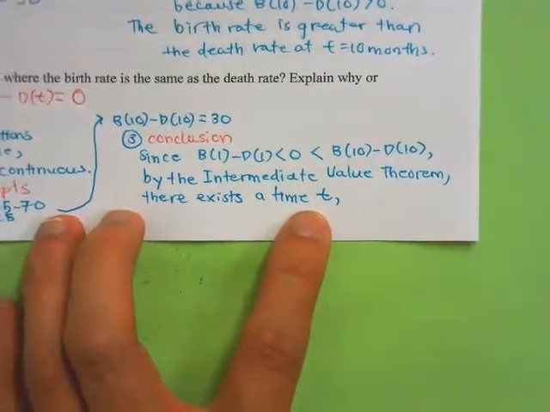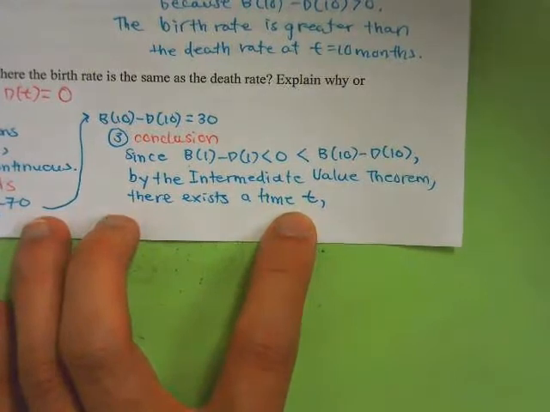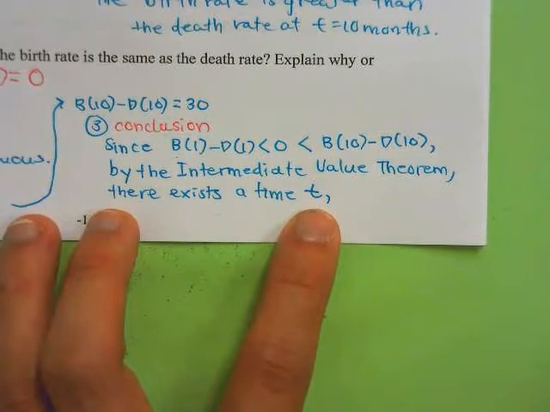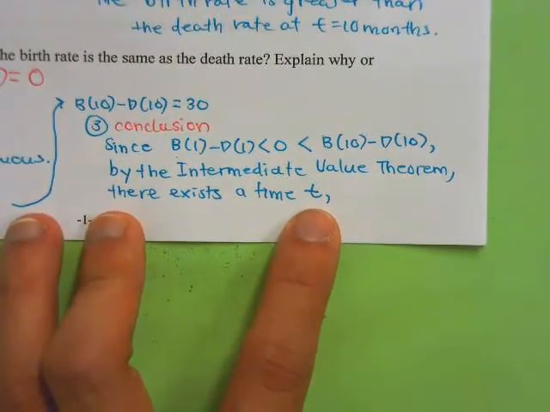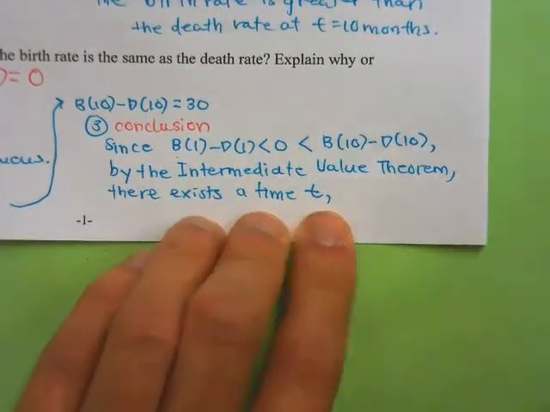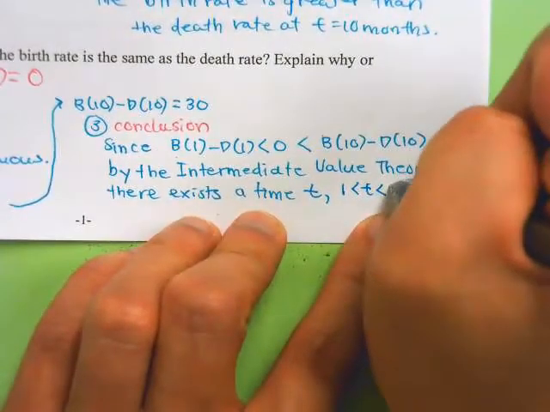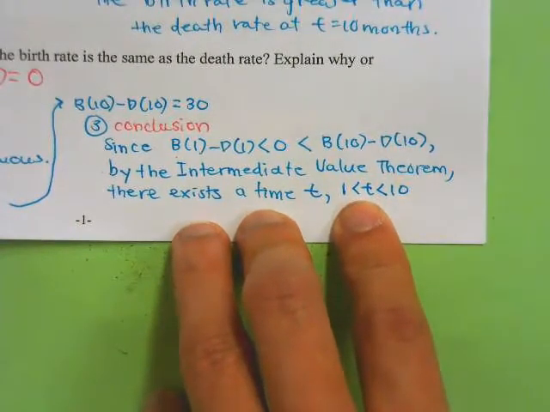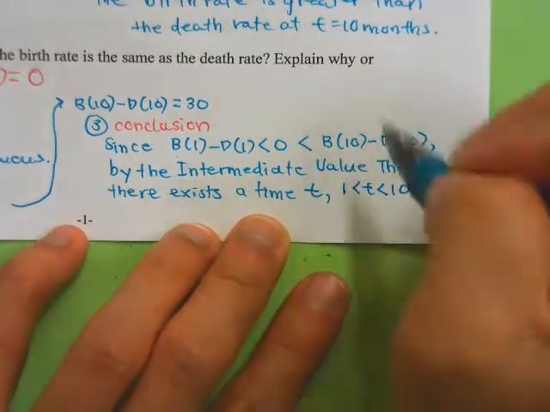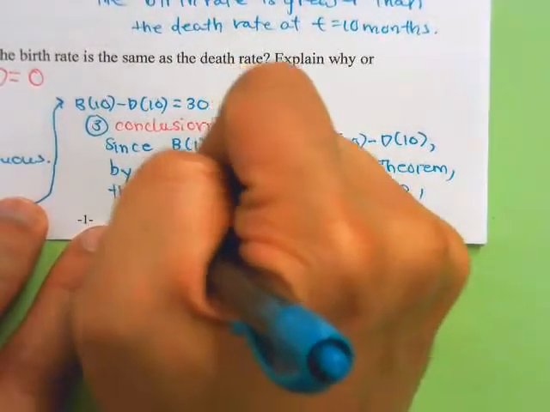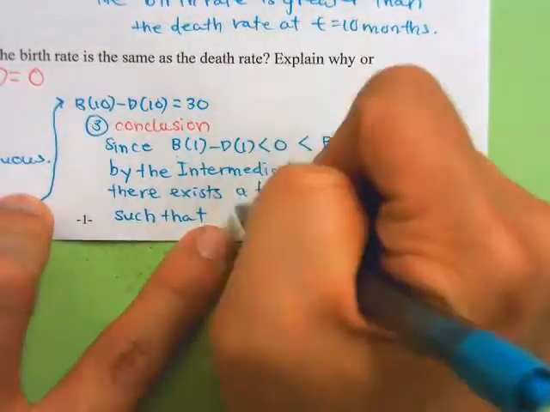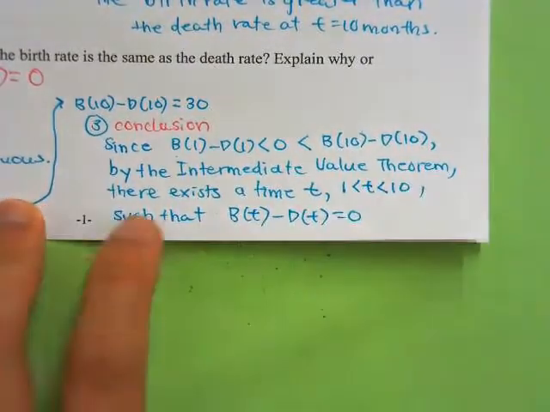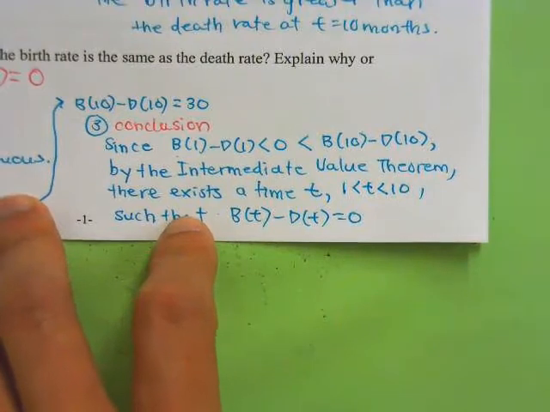I usually put C over here. I'll let you guys know it really just does not matter. If you just want to keep using T, that might even be better sometimes. There exists a time T somewhere in between 1 and 10. So again, we're not including 1 and 10 because with the intermediate value theorem you want it in between, so there's no equal sign here. Such that b of t minus d of t equals 0, or the birth rate is the same as the death rate.